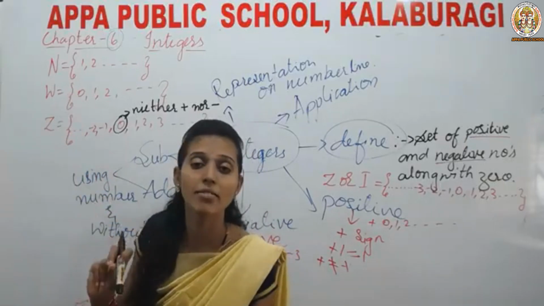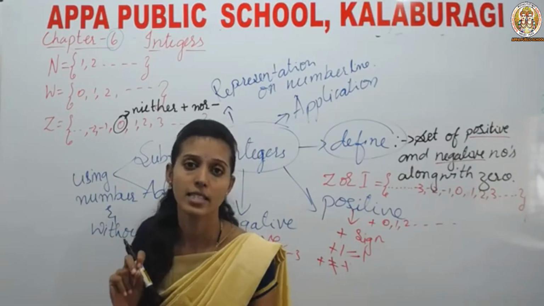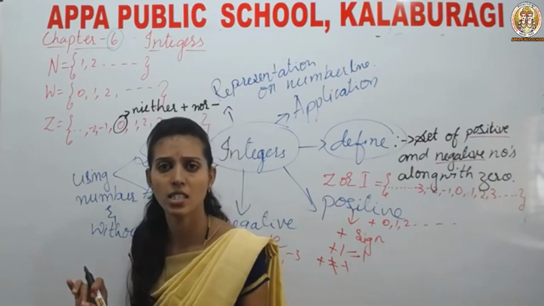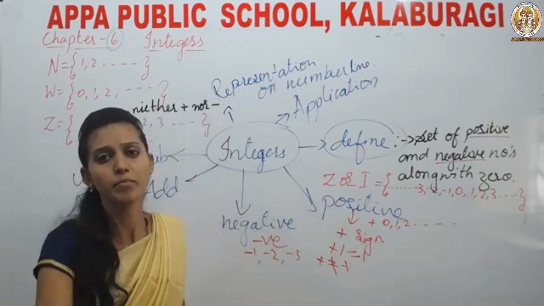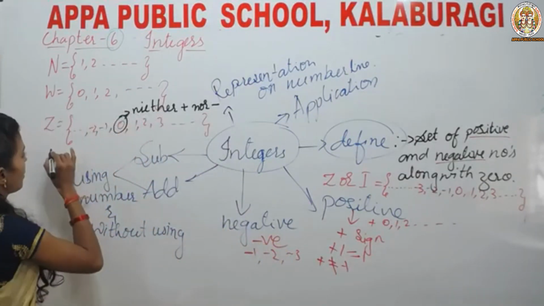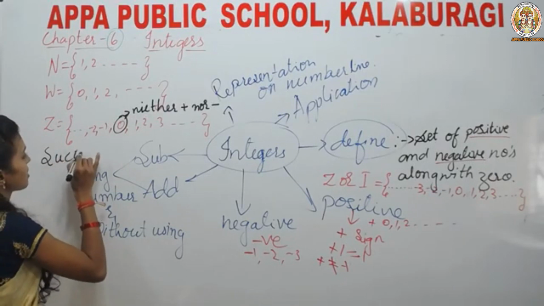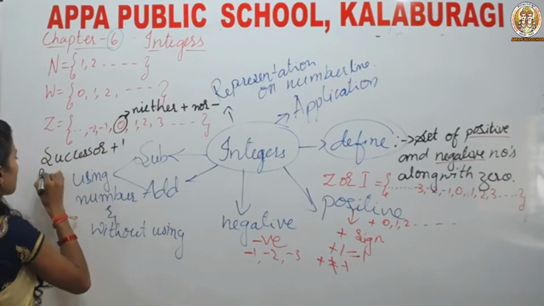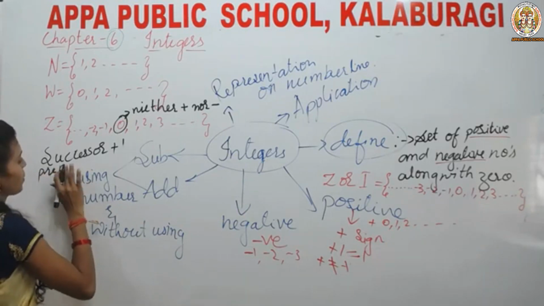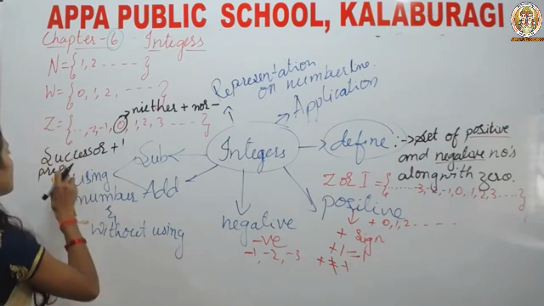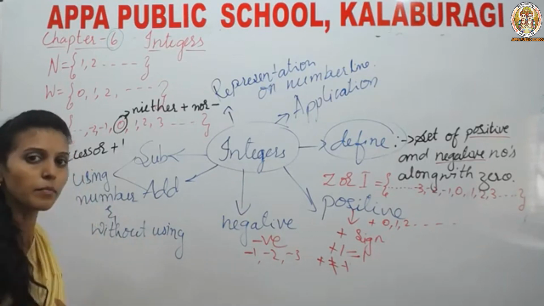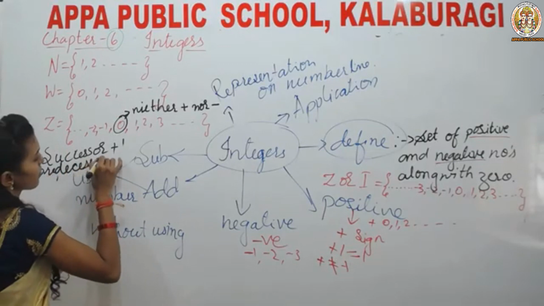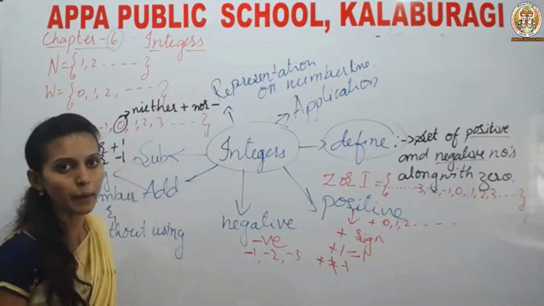But here every number has a predecessor. What is meant by predecessor and what is meant by successor? Successor means forward, plus 1. We are going to add 1. Predecessor is like preponing the date. So predecessor is nothing but subtracting 1 from the given number.